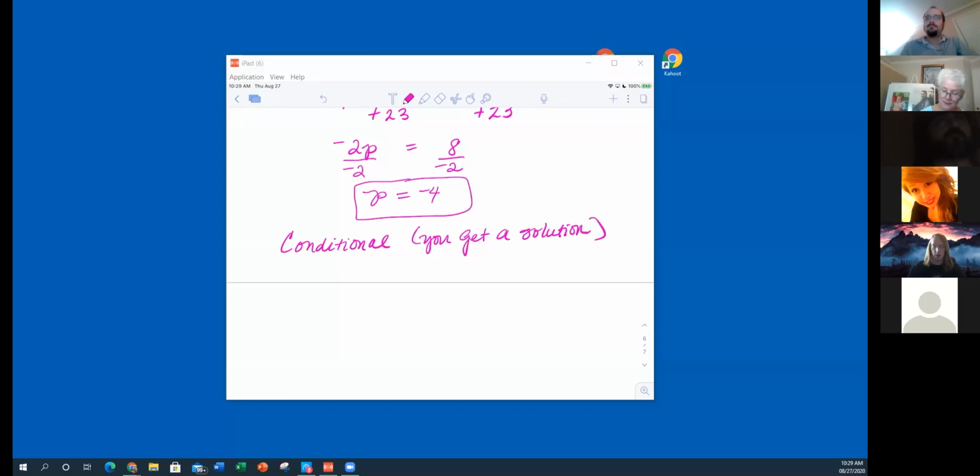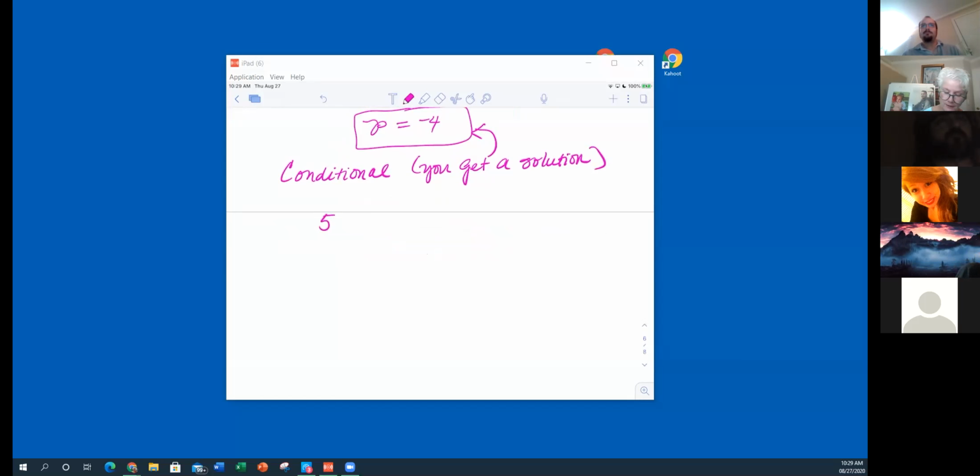And that's if, like here, p equals -4. But sometimes you'll be going away, going to town, having a great time, and all of a sudden you come to the end of the problem and the variables just go away. And you wind up with something like this, 5 equals 5. The variables just disappeared, and you wind up with just numbers equaling each other. Well, if the numbers are equal to each other, if it's a true statement, then this is called an identity. And the solution set is the set of all real numbers.